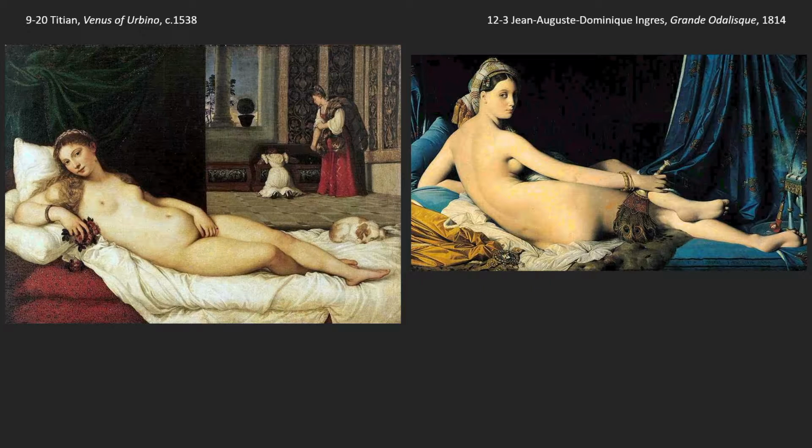She turns her back toward us, but still makes that direct eye contact as she looks directly out at us, right? Now, Ingres' is different from the Venus of Urbino in that he doesn't show us a courtesan from contemporary Italy, where he was living, whereas that's what Titian is showing us. What he shows us instead, an odalisque, is the French term for a harem girl. A woman from North Africa, a member of a sultan's harem.